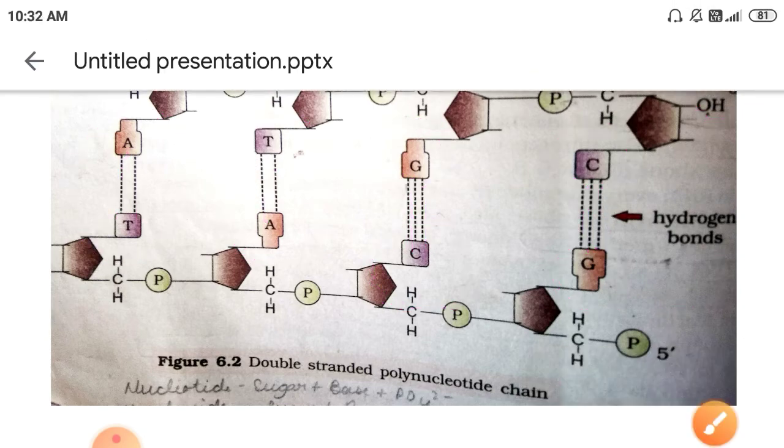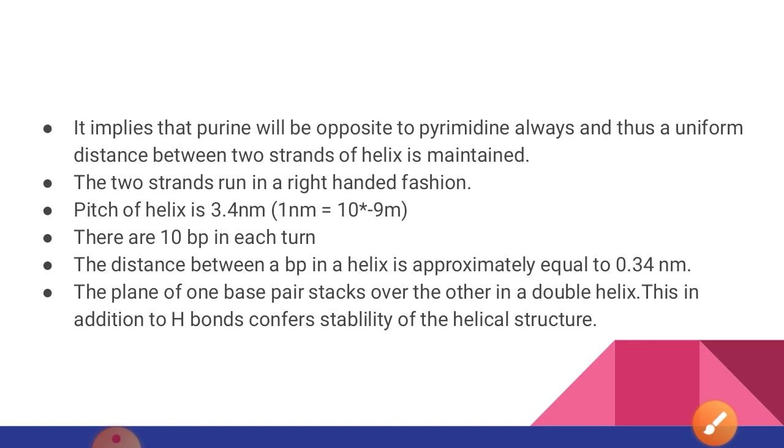Now this structure implies that the purine will always be opposite to pyrimidine, and thus a uniform distance between the two strands of the helix is maintained. What does this mean? It means that adenine comes in front of thymine always and guanine comes in front of cytosine always, and vice versa as well. So a purine will always face a pyrimidine, so they maintain a constant distance throughout the helix structure, and thus a uniform distance between both the polynucleotide chains is maintained.